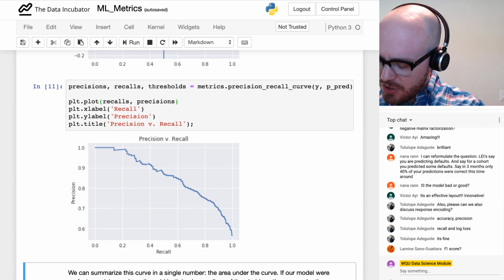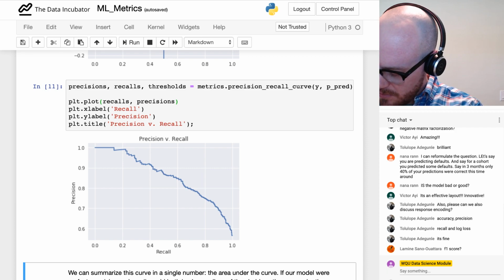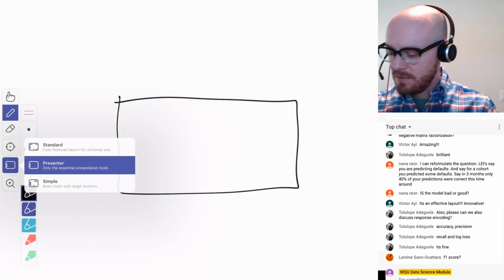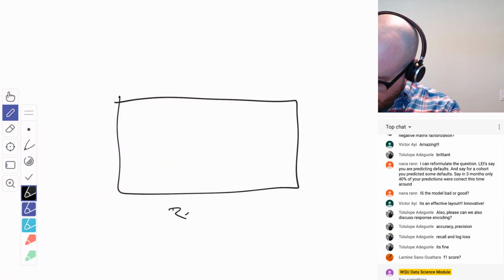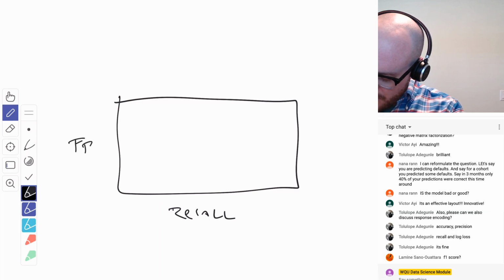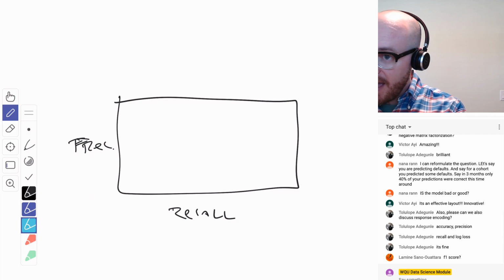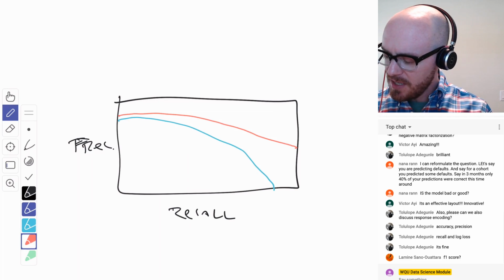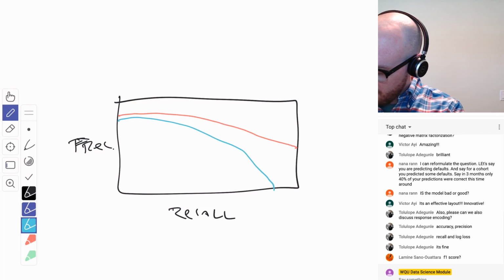I should say. So let me ask you guys a question. Let's say I have recall versus precision, and I have a precision recall curve that goes like this, and then I have a second precision recall curve that goes like this. Which model do you think is better? Is it going to be my blue model, or is it going to be my red model?